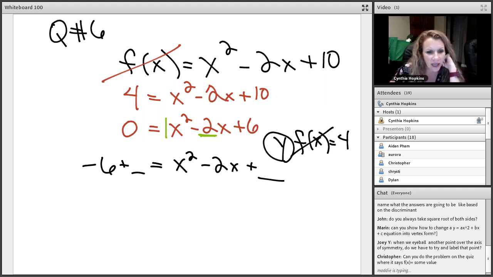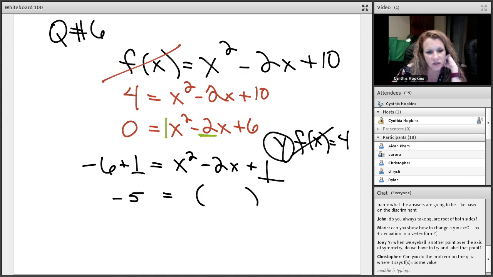Okay, so I take half of the middle coefficient because my leading coefficient is 1. I take half of the middle coefficient, that would be -1, and then square it, I get +1. So I do that to both sides. Coincidentally, we get another -5.